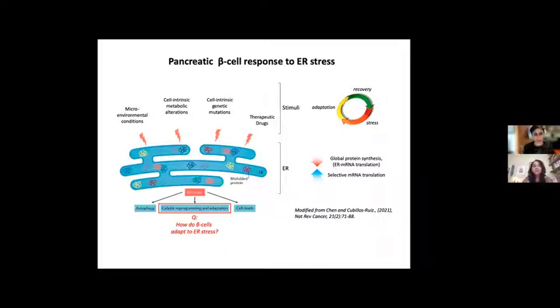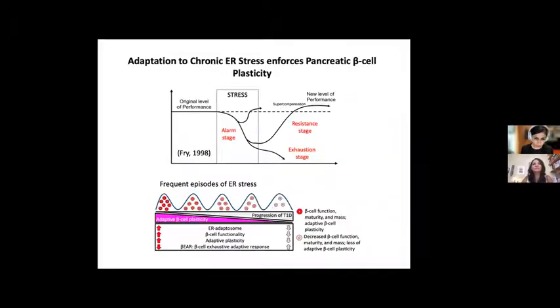In addition, we should consider the ER stress not as a continuous stimulus, but rather as stress, adaptation, and recovery cycles. So is T1D developing because we fail to reproduce the cycles or because the adaptation is disrupted? All cells respond to ER stress by decreasing global protein synthesis and increasing selective mRNA translation for proteins which are important for the adaptation of the ER under ER stress conditions.